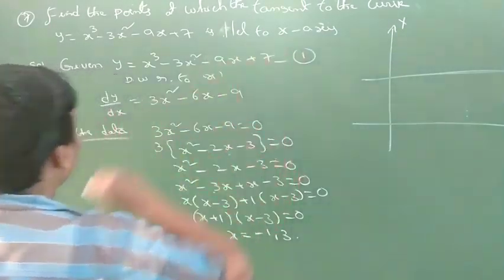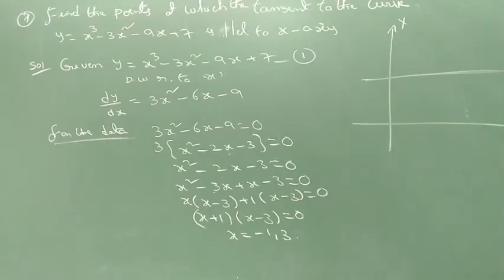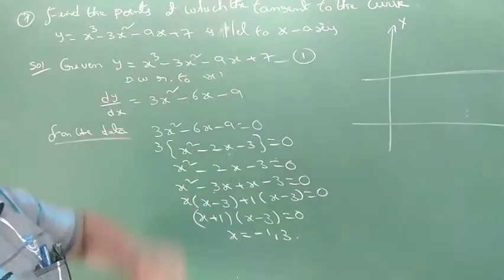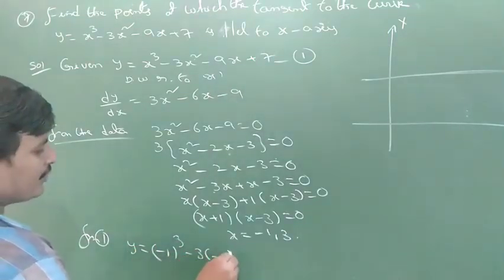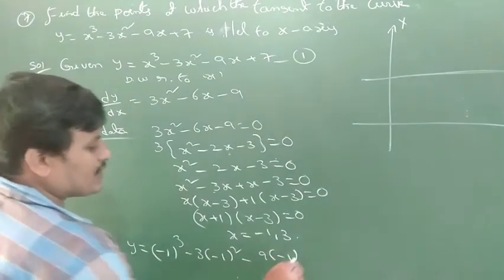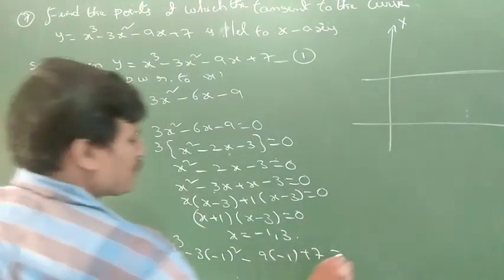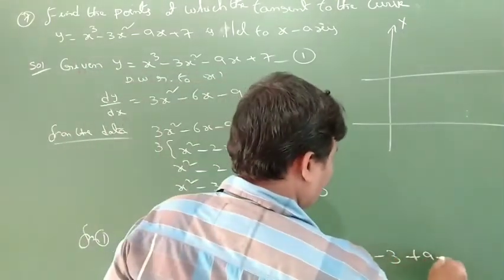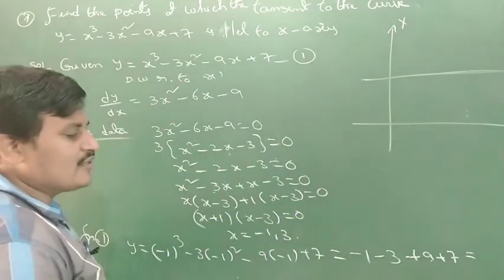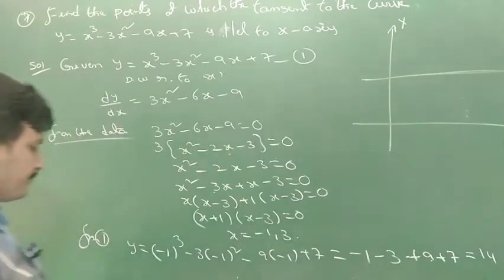What do we have to find out? Finally we have to find the points. A point is nothing but an x coordinate and a y coordinate. Here only the x value is there, so substitute the x value in equation 1 and we will get the y value. So y is equal to (minus 1) cube minus 3 into (minus 1) square minus 9 into (minus 1) plus 7, which is minus 1 minus 3 plus 9 plus 7, that is 16 minus 4, 14.